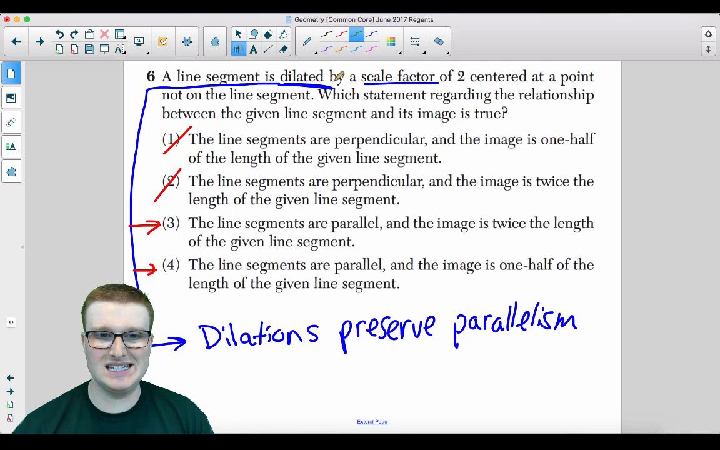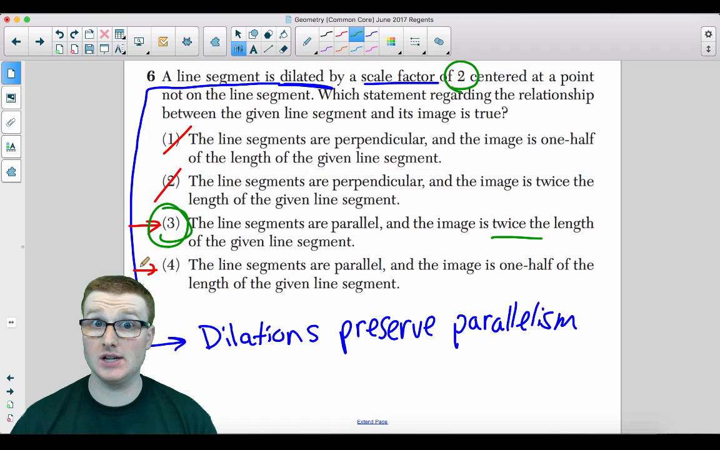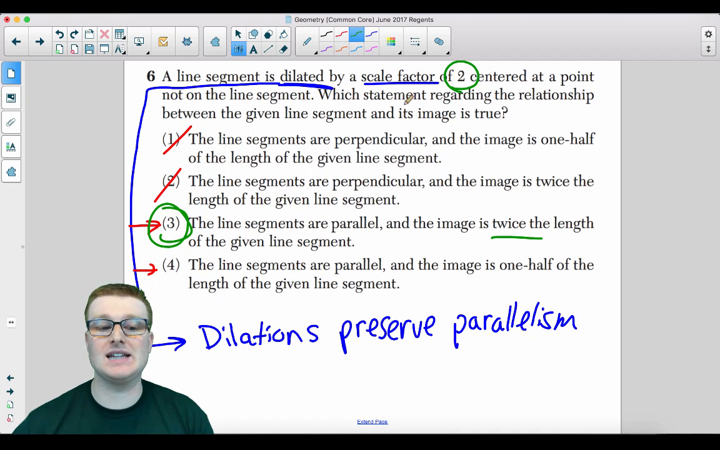A line segment is dilated by a scale factor of 2. 2 means double. Line segments is parallel, and the image is twice the length of the given line segment. Bingo. Choice 3 is your answer. Choice 4 shows a dilation with a scale factor of 1/2, not 2.